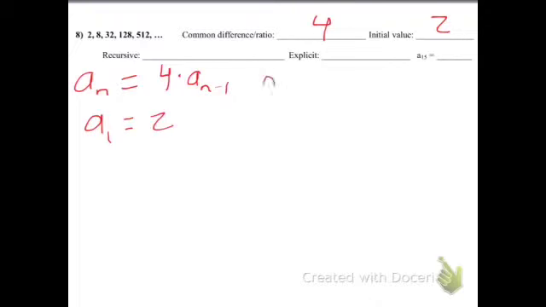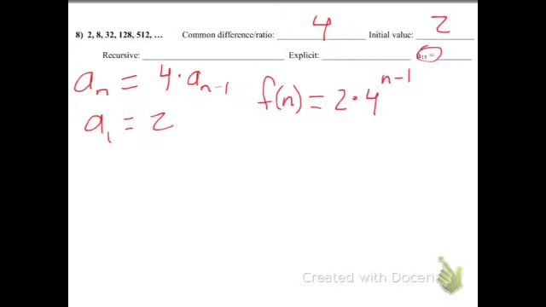8 has a common ratio. This is times 4 every time, and the initial value is 2. So the recursive function is going to look a little bit different from the arithmetic one. We're going to put 4 times a sub n minus 1, because it's times by 4 each time, and a sub 1 equals 2, the initial value. The explicit function is going to follow an exponential type situation, initial value times what you're multiplying by each time to the n minus 1 power. And that's the whole function.